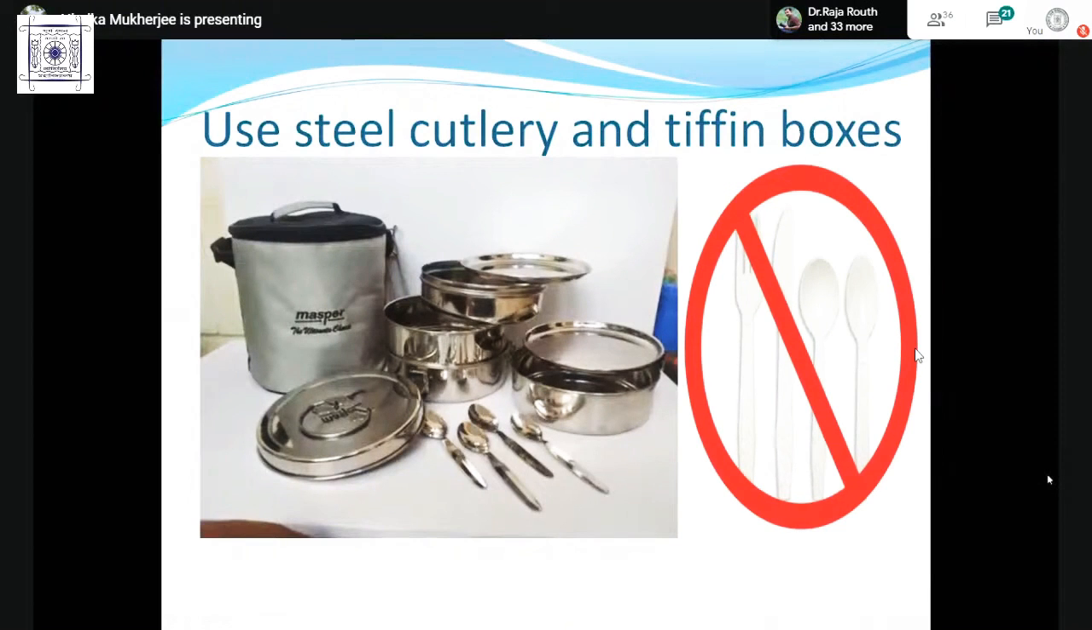We can use steel cutlery instead of the plastic cutlery that we get when we are buying food from outside. So we should totally say no to the plastic cutlery which they are providing outside in restaurants.